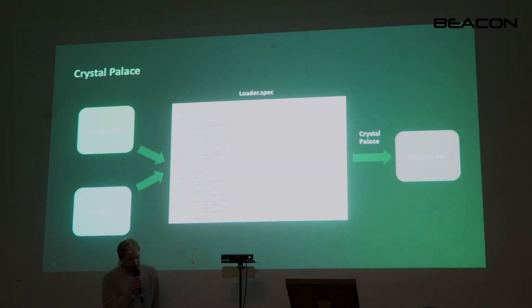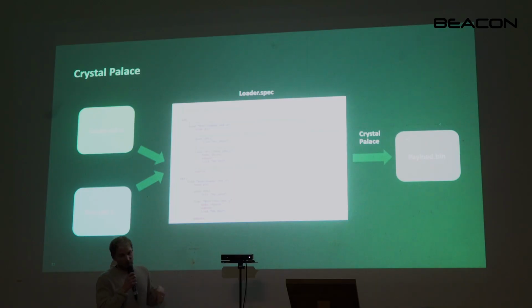Here's the basic gist. This is quite complicated and more than I can go into in this talk, and I'm sure you'll prefer more demos than me just gassing on about various things. But this is a high-level view. You write your code, you compile it into object files, and then the key thing is you have this loader spec which processes these object files. This is what tells Crystal Palace what I want to do with these object files.